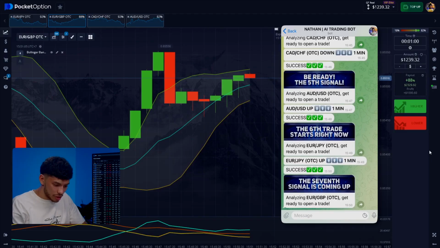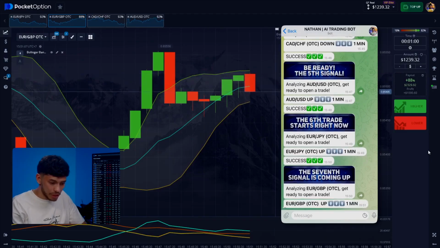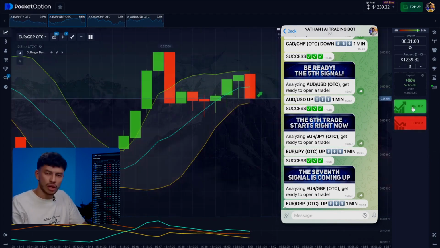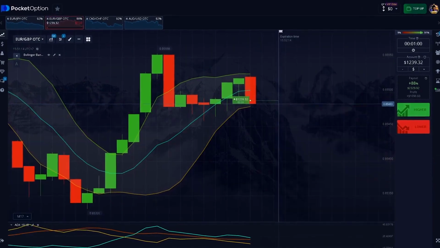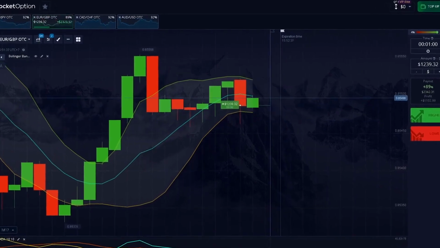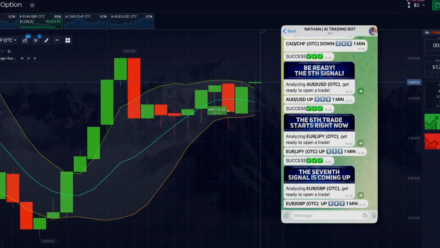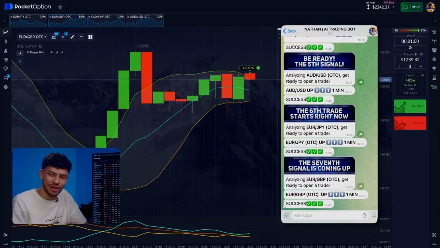And finally, the bot suggests returning to this pair. The correction has ended and the trend is picking up momentum again. They'll go on moving upwards. What a great finish.